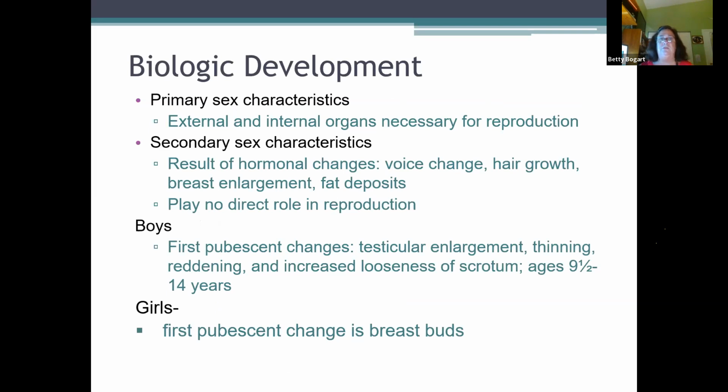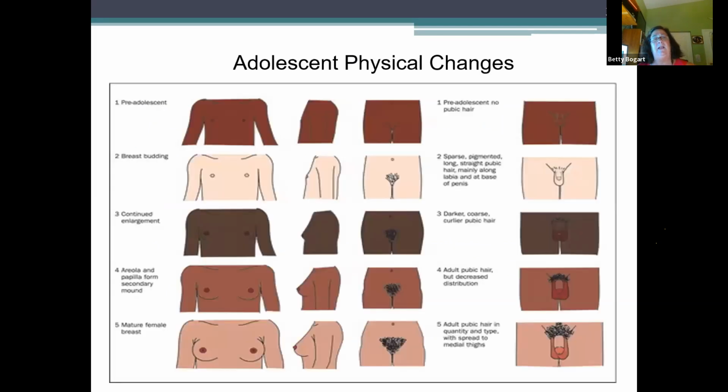So there are two types of sex characteristics: those needed for reproduction, and all those other things that make us us: the hormones, the voice, the hair, the breasts, the fats. As I said, the first pubescent change for boys is testicular enlargement, and for girls it is breast buds. This is Tanner's, and what they say is you start as a child and you end up as an adult, whether you're a girl or a boy. And that's what that depicts right there.